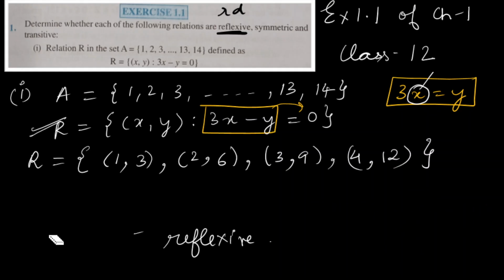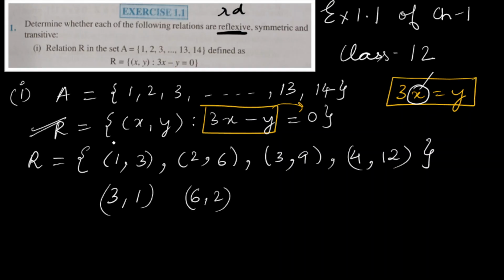Now for symmetric, I told you symmetry should be there. If I have 1, 3, I should have, see these elements are already present, I should have 3, 1. I should have 6, 2. See, the opposite I am doing. So 1, 3's opposite will be 3, 1, like symmetrical elements. 3, 1 should be there, 6, 2 should be there, 9, 3 should be there. Then 12, 4 should be there.